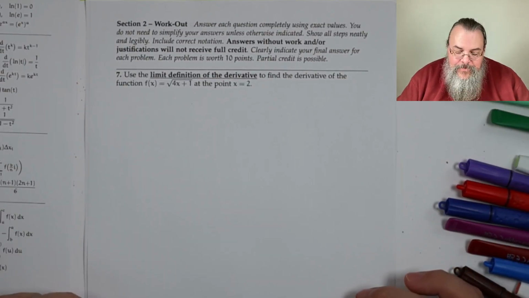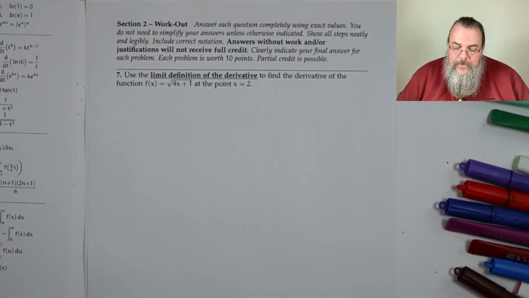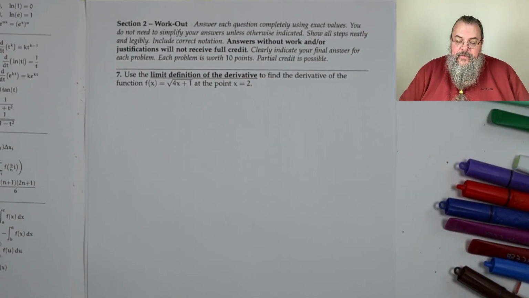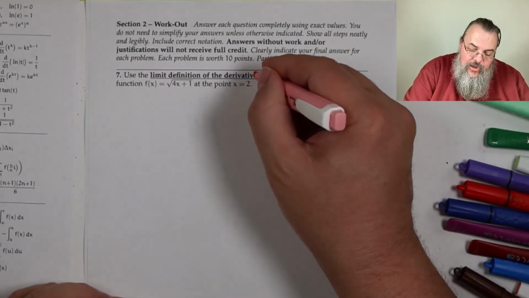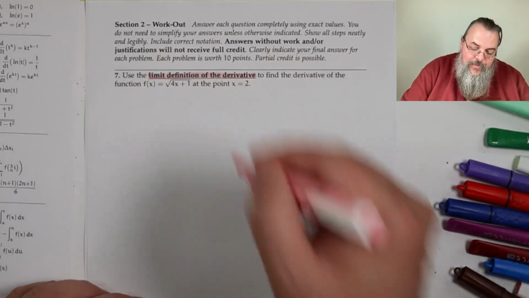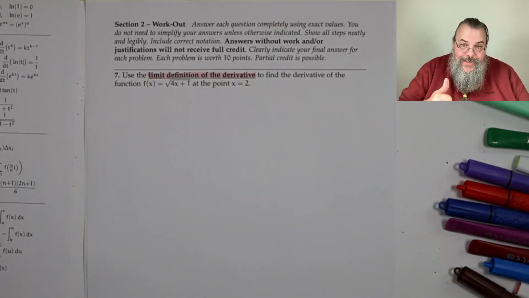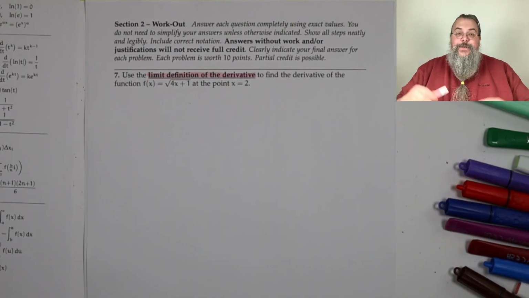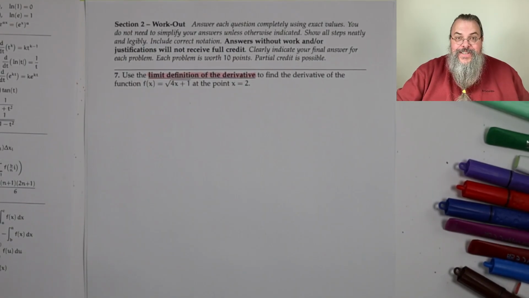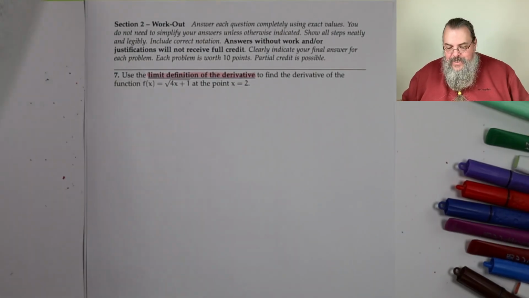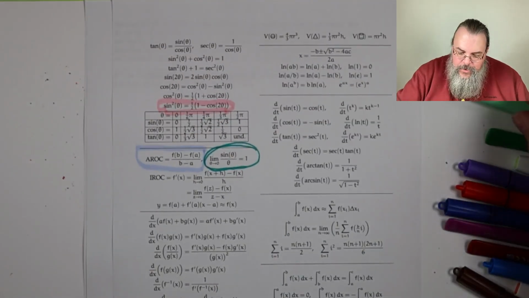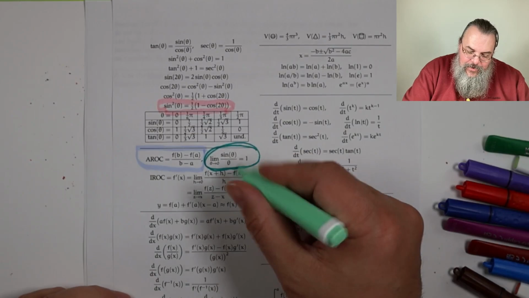Number 7. Use the limit definition of the derivative to find the derivative of the function f of x equals the square root of 4x plus 1 at the point x equals 2. Now, there's not a lot of things that you can always predict about a calculus exam, but when it comes to the first exam for Calculus 1, you can predict that this will be a question where it says, use the limit definition. And you're like, okay, I know it's coming. So you say, well, how do we do it? And the answer is, we knew it was coming. And it's right here.